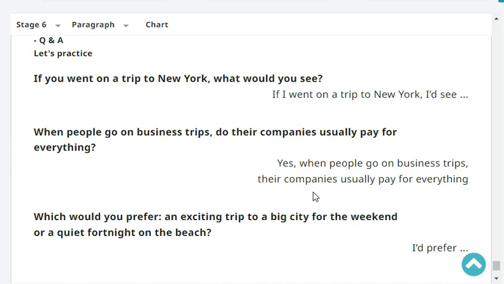When people go on business trips, do their companies usually pay for everything? Yes, when people go on business trips, their companies usually pay for everything.